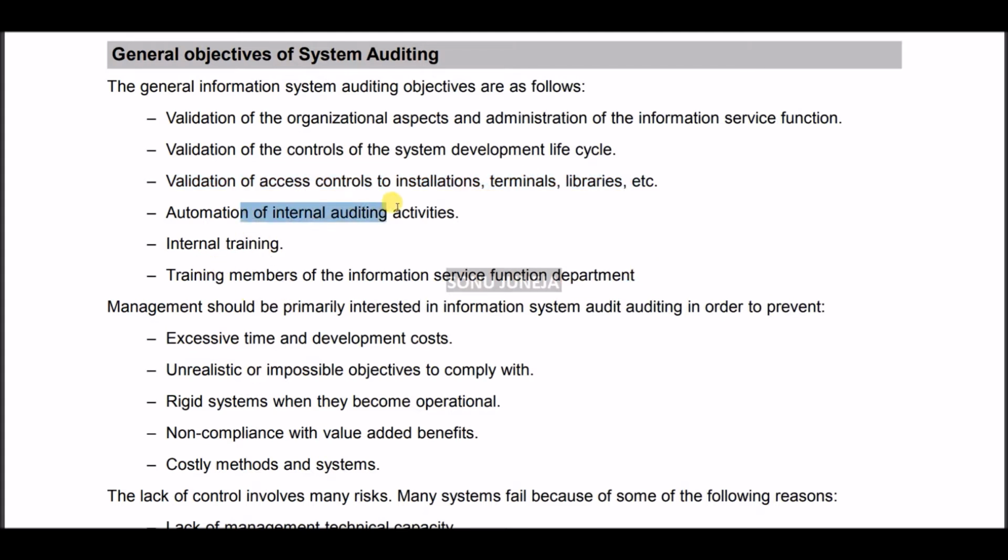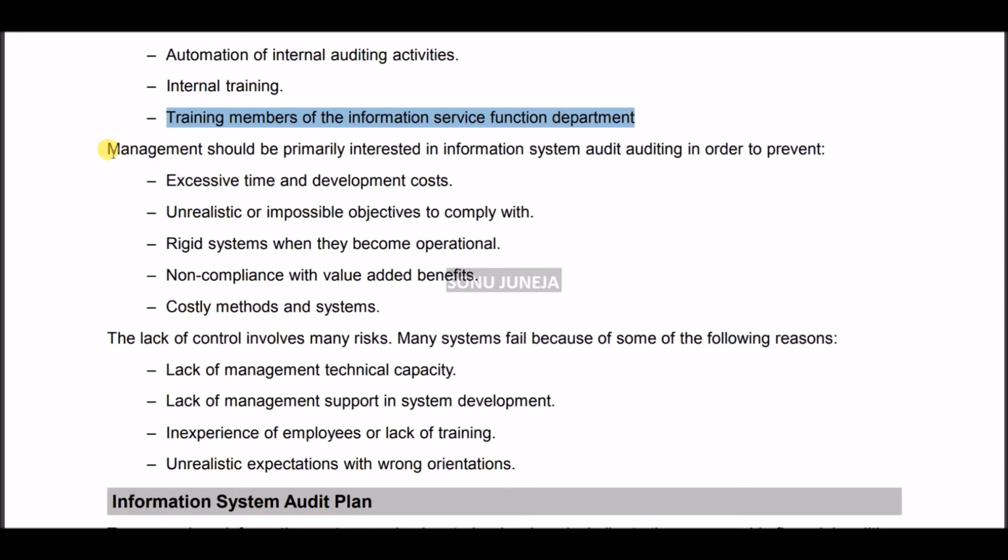Automation of internal auditing activities: you create an automated control system which keeps on checking and creating logs of the internal activities being performed, which helps you do the auditing. Then you have to impart internal training to the employees who are going to use such an information system. Then you have the training of members of the information service function department. The management should be primarily interested in the information system in order to prevent what all.